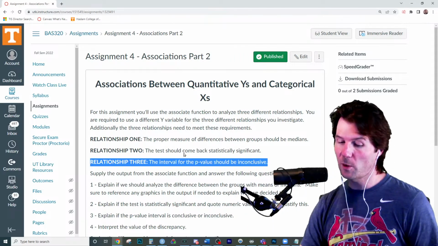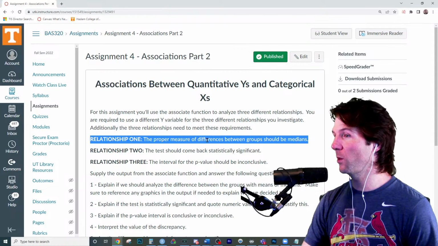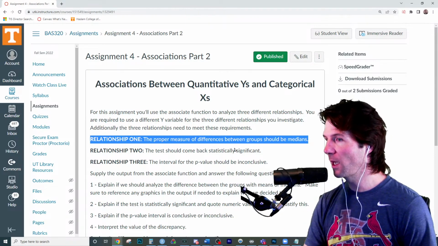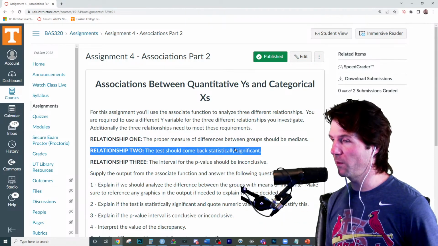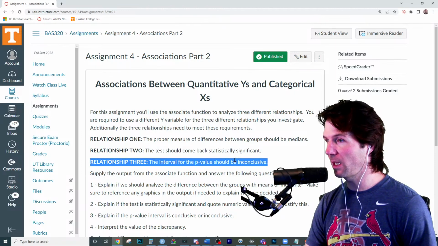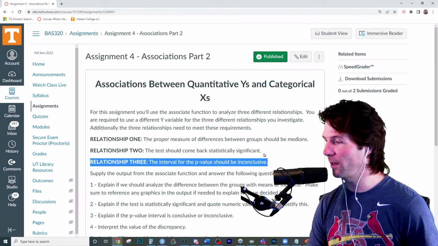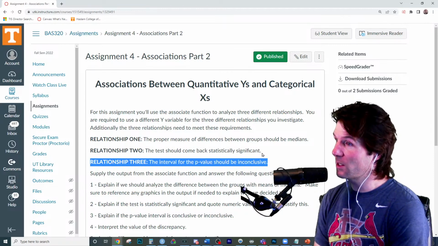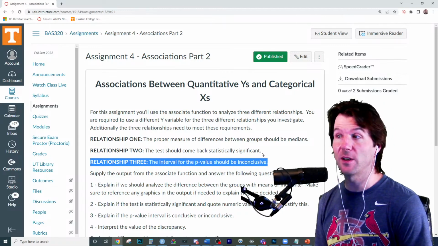So the first one should be data that is skewed or non-normal, so we should use medians. The second one needs to have a p-value below 0.05, and the third one needs to come back inconclusive, which means the interval contains 0.05. Make sure to do at least 3 tests. You will turn in 3 tests, but you might have to do more.